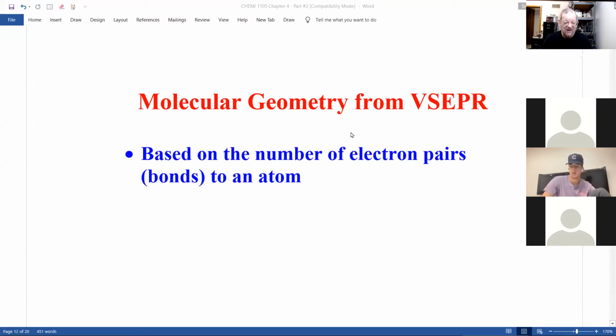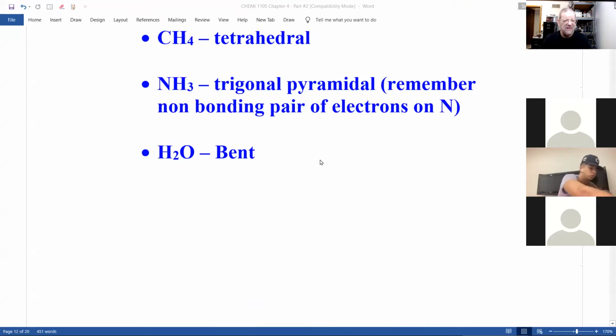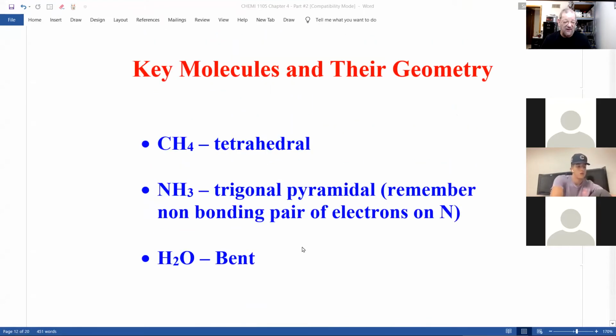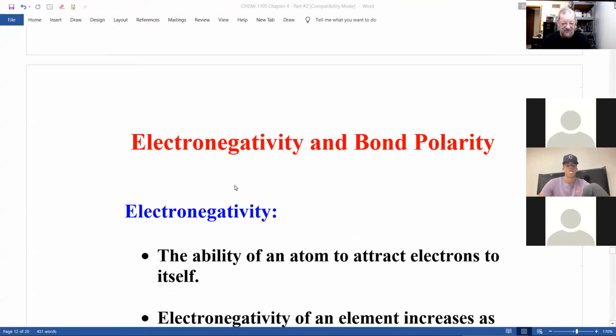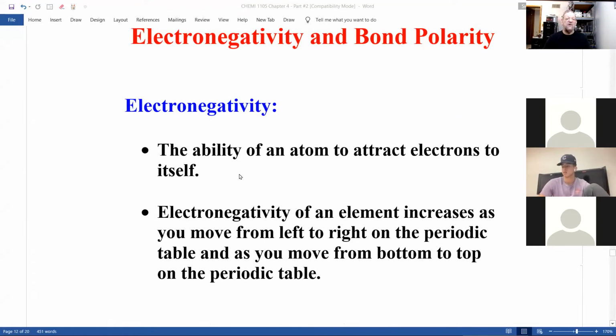Like I said, molecular geometry is the shape based on the number of electron pairs of an atom. Here I showed you water, methane, CH4, and ammonia. It's called trigonal pyramidal. And there are non-bonding and bonding electrons. This is a concept we're going to come back to later on.